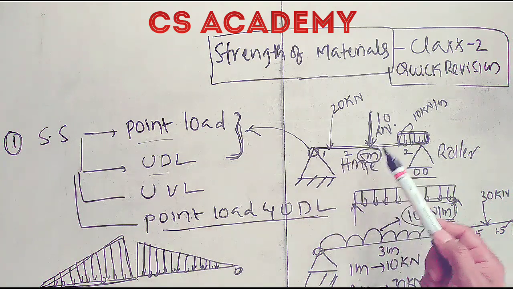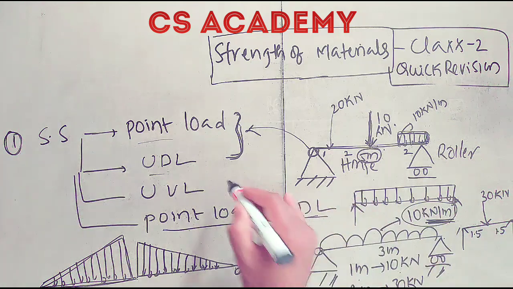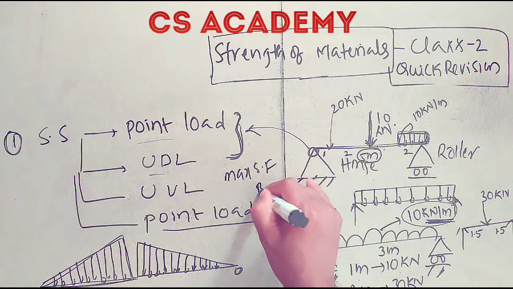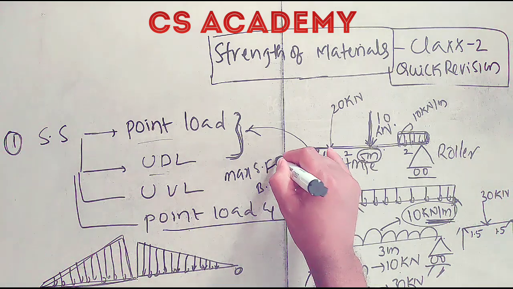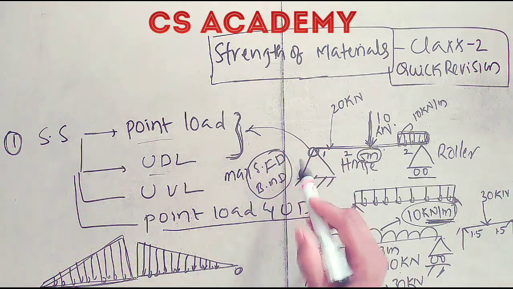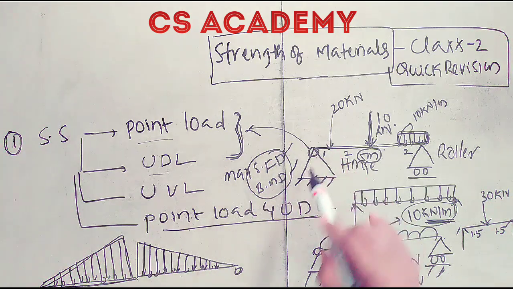Sir, why are you representing all these things? Because you have to find out the maximum shear force and maximum bending moment. That leads to the shear force diagram and bending moment diagram, where the maximum shear force occurs and where the maximum bending moment occurs.